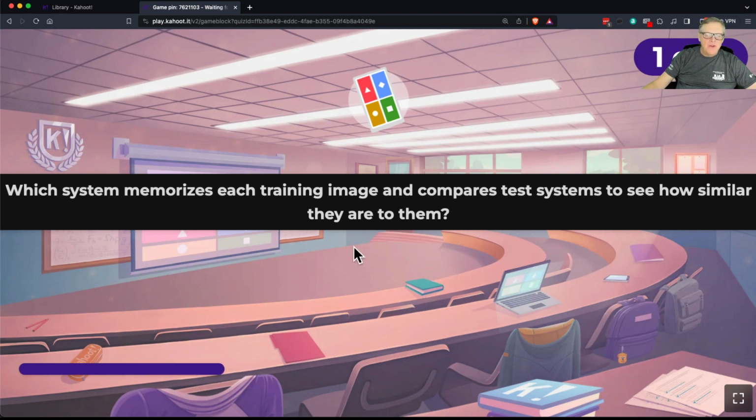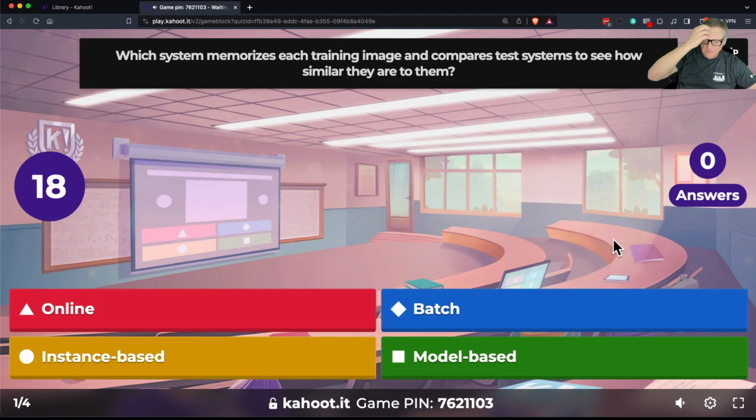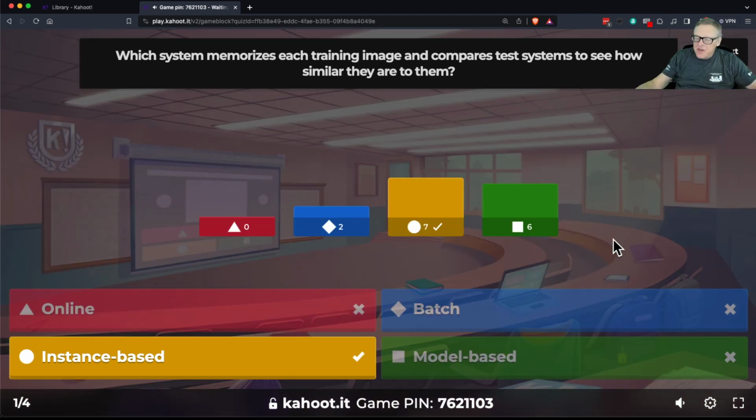All right, the system memorizes the training images and compares test images to see how similar they are to the training images. Now that's instance-based. You don't have a model saying what makes one category different than another. You just memorize the training instances and see if you're close to one of them.